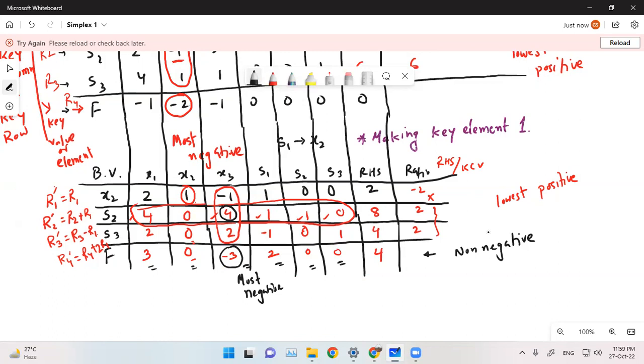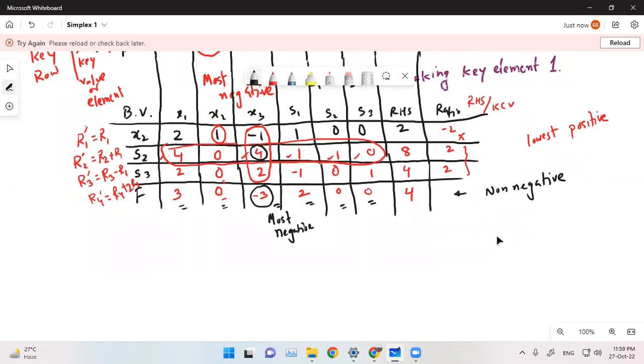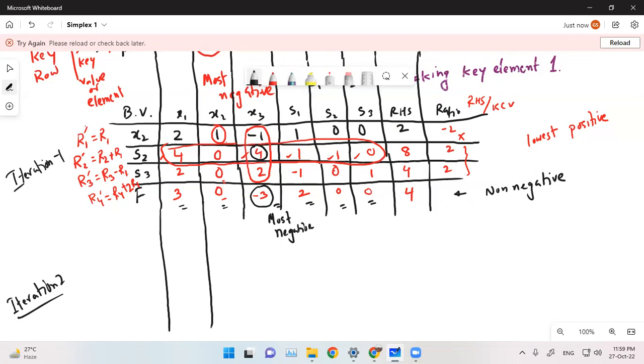But this is not 1. So the value is not 1. This was your iteration 1. You can also term it here iteration 1. Actually, the table name you can give iteration 1. So the next one will be iteration 2. In iteration 2 as well, let us expand the table, extend it so that we can make it easy.